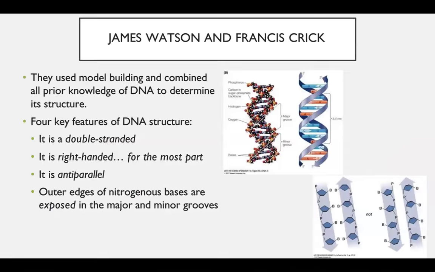And then you had Watson and Crick. Watson and Crick used model building and combined prior knowledge to create the structure of DNA that we know today. There are four main key features of DNA. It's double-stranded. For the most part, it's right-handed. It's anti-parallel, which, as I mentioned before, means that one strand goes from the 5 prime to 3 prime direction, the other strand goes from the 3 prime to 5 prime direction, and the outer edges of nitrogenous bases are exposed in the major and minor grooves.